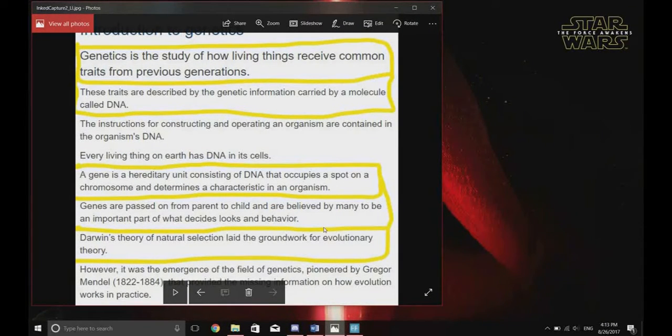Genetics is the study of how living things receive common traits from previous generations. These traits are described by the genetic information carried by a molecule called DNA. A gene is a hereditary unit consisting of DNA that occupies a spot on a chromosome and determines a characteristic. Genes are passed on from parent to child and are believed by many to be an important part of what decides looks and behaviors. Darwin's theory of natural selection laid the groundwork for evolutionary theory. So in genetics, you have a gene, which is a trait, and you receive certain traits from your parents. So, what does this have to do with Geass?